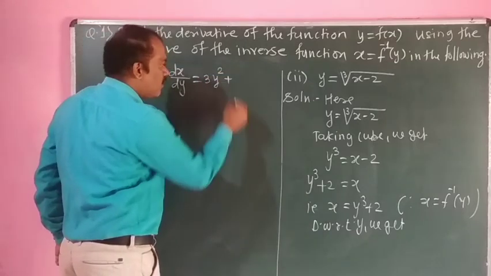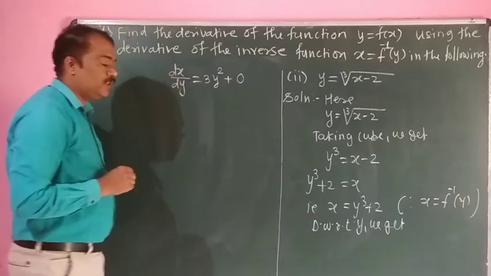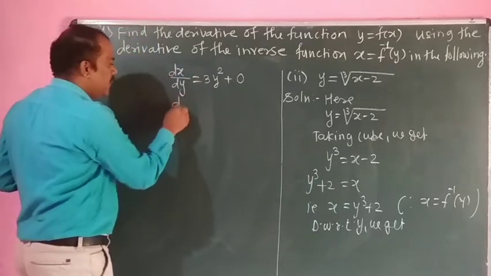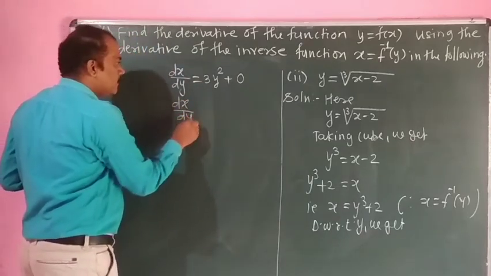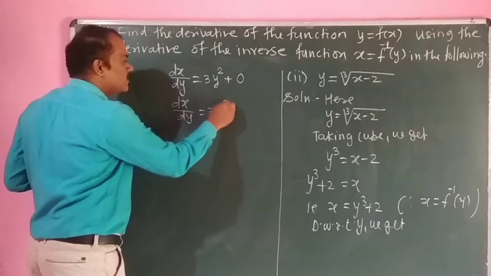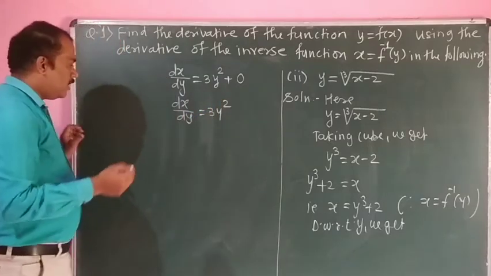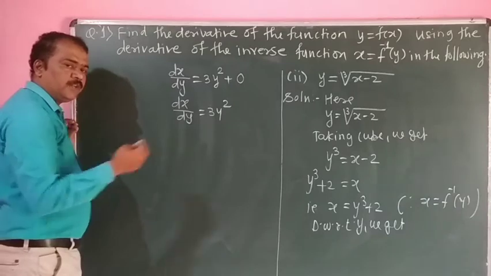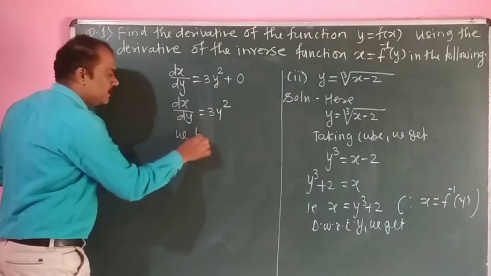Plus 2 is a constant, its derivative is 0. So we get dx by dy is equal to 3y squared. We have already discussed the theorem related to the derivative of an inverse function. We have to use that theorem.